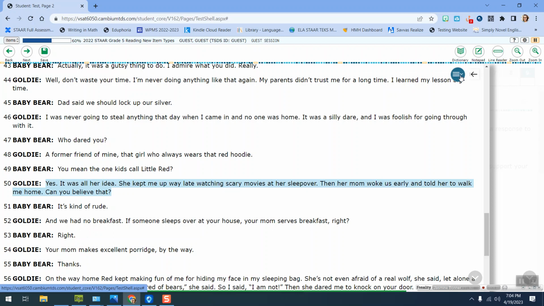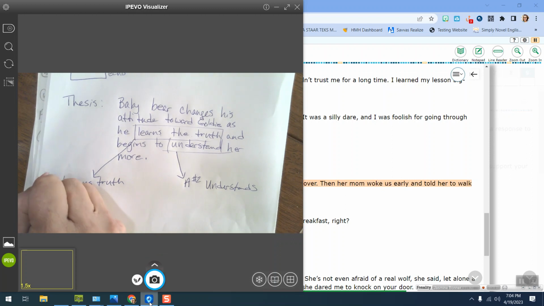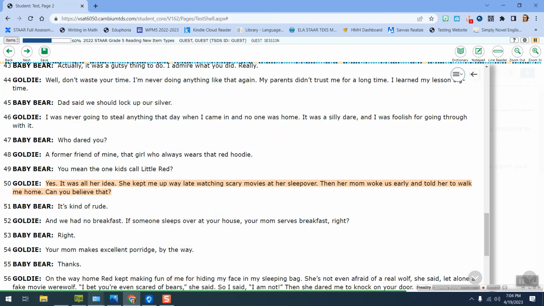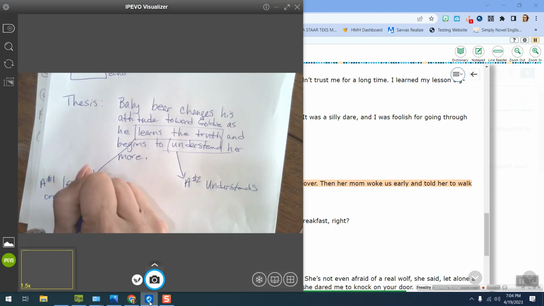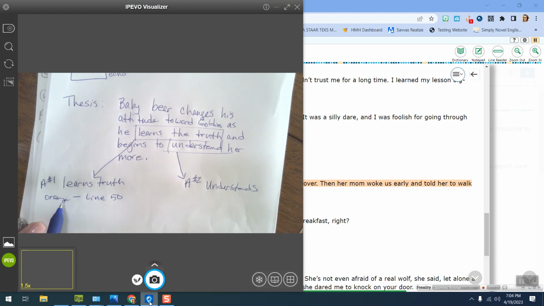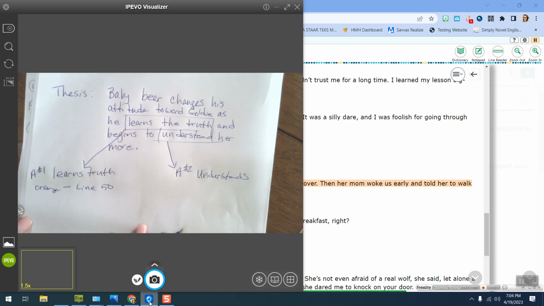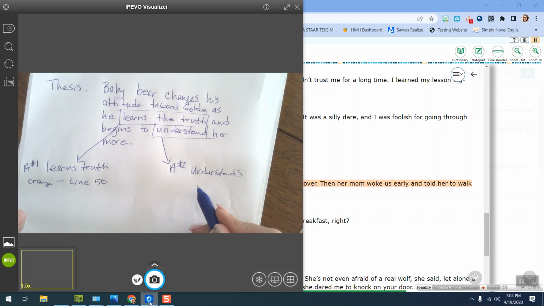I'm going to go ahead and highlight this to help me remember, and I'm going to highlight it in orange. And then over here in my notes, I'm going to put orange, and I'm also going to put the line number. Okay, the line is line 50. So this is my reason, this is my text evidence, and now I'm going to come back and explain it in a minute. But before I do that, I want to find a piece of text evidence that supports the idea that Baby Bear begins to understand Goldilocks better.